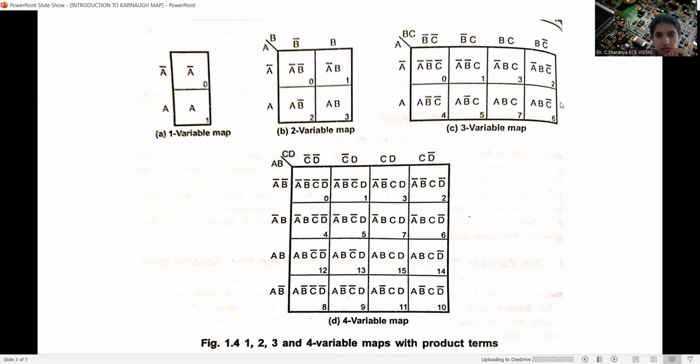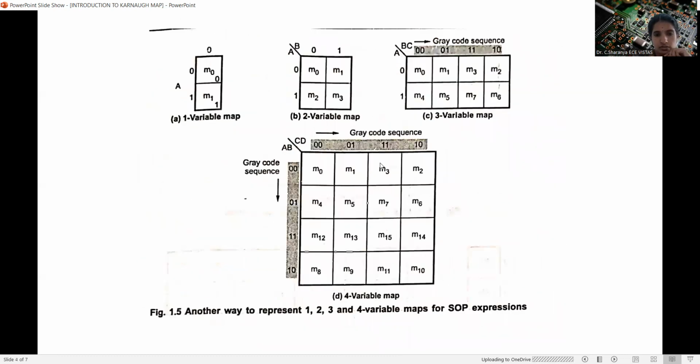Similarly, for the three variable K-map, we can make it a combination of the horizontal variable and the product of the vertical variable. For the four variable K-map also, we will take the same approach. This is how each cell in the K-map represents the product terms of the variables. This is nothing but the min term representation. The first cell will be min term 0. The second cell will be min term 1. The third cell will be min term 2. The fourth cell will be min term 3, and so on.